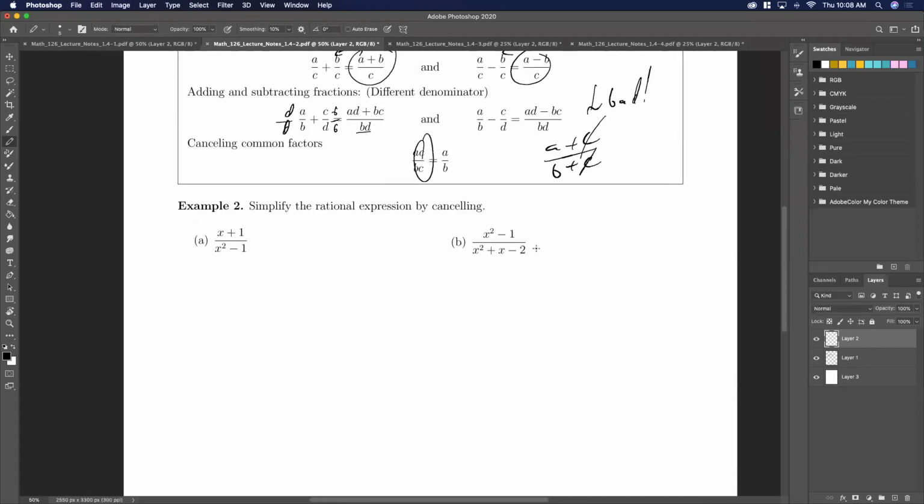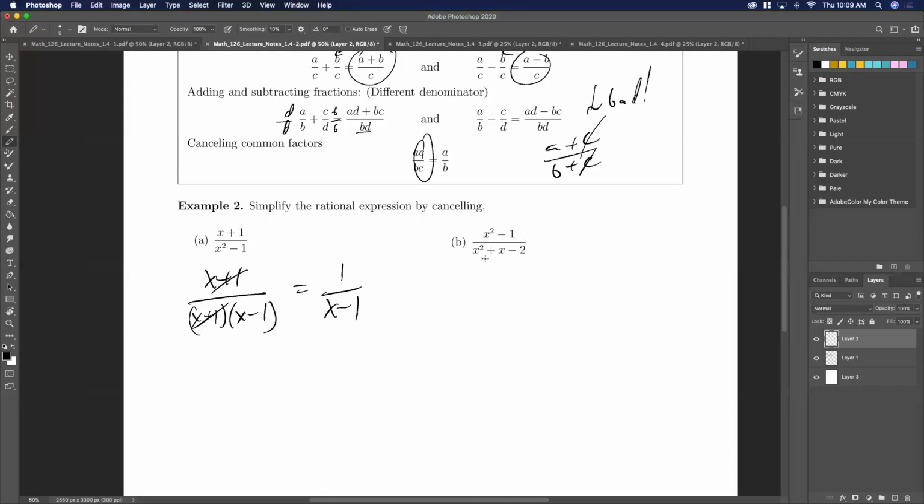And so here we're going to be doing this as we want to simplify rational expressions by canceling. So here if I have x plus 1 and we divide it by, here I can factor this as x plus 1 and x minus 1. And then here I can cancel this out and I get 1 over x minus 1. So here we can simplify the rational expression and get it to that point.